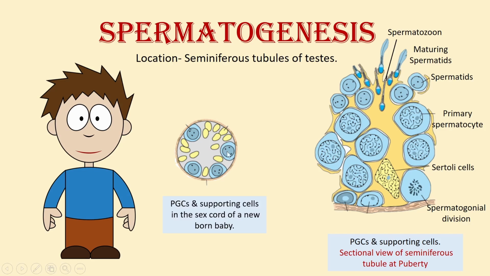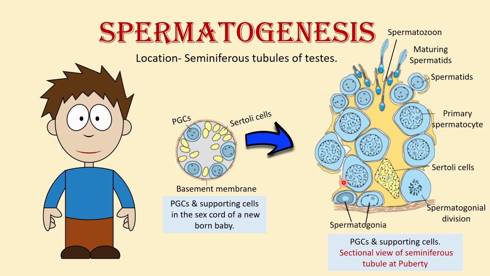So in the first diagram, you can see the primordial germ cells and supporting cells, I mean the precursors of Sertoli cells, in the sex cord of a newborn baby. Okay, that is given in this diagram. In the second diagram, you can see the sectional view of seminiferous tubule at puberty. In the puberty stage, the sex cords mature into seminiferous tubules. And in this stage, the primordial germ cells are no longer seen. We cannot see primordial germ cells in the mature seminiferous tubule.